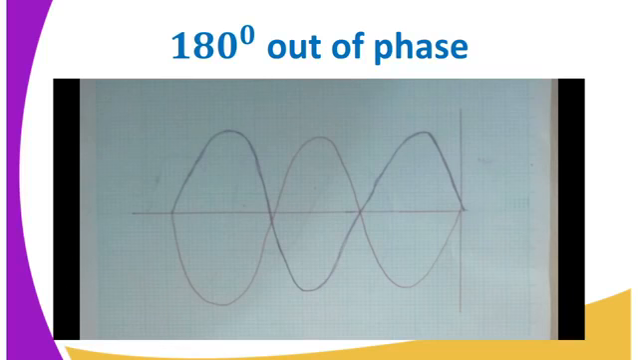Looking at the two waves here, they are 180 degrees out of phase because the two waves have the same amplitudes. They are traveling at the same frequencies, and their amplitude remains the same. So the two waves are said to be 180 degrees out of phase.